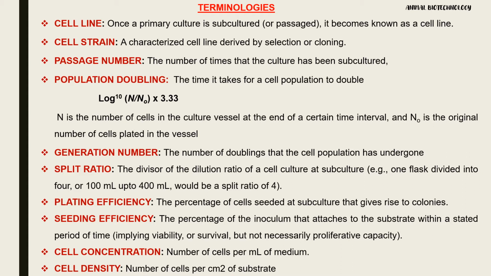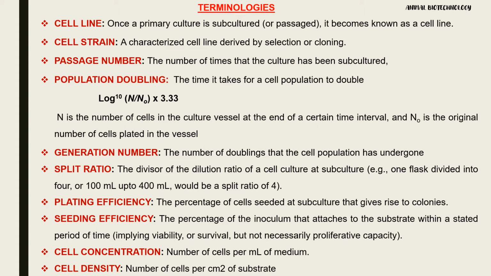Certain terminologies used in cell line culture. Passage number. It is the number of times the culture is subcultured. Population doubling. It is the time taken by the cell population to double, and it is determined by the formula given below, where N naught is the original number of cells plated in the culture vessel, while N is the number of cells in the culture at the end of the time interval.